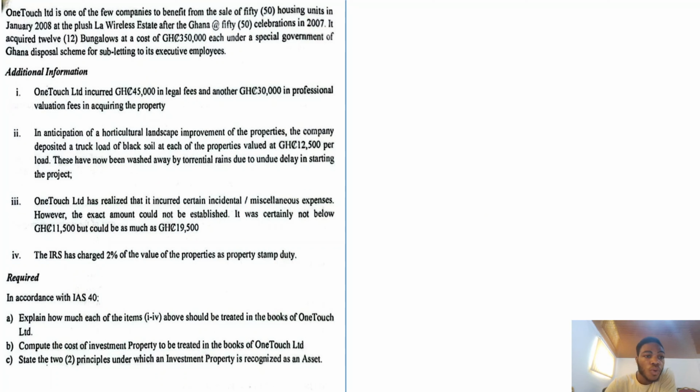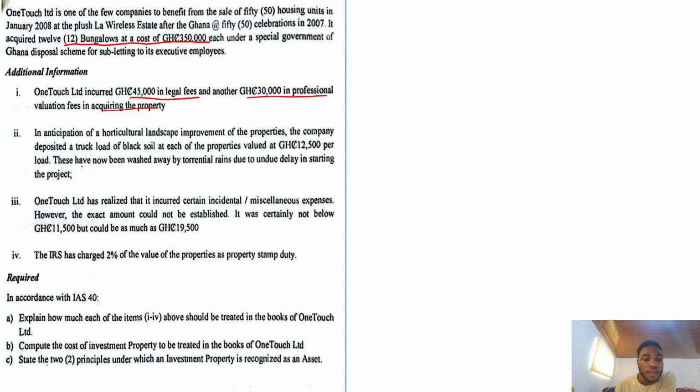Now, One Touch Limited is one of the few companies to benefit from the sale of 50 housing units in January 2008 at the Lawales Estate after the Ghana at 50 celebrations in 2007. It acquired 12 bungalows at a cost of 350,000 each, under a special Government of Ghana disposal scheme for subletting to its executive employees. Additional information: One Touch Limited incurred 45,000 in legal fees and another 30,000 in professional valuation fees in acquiring the property.